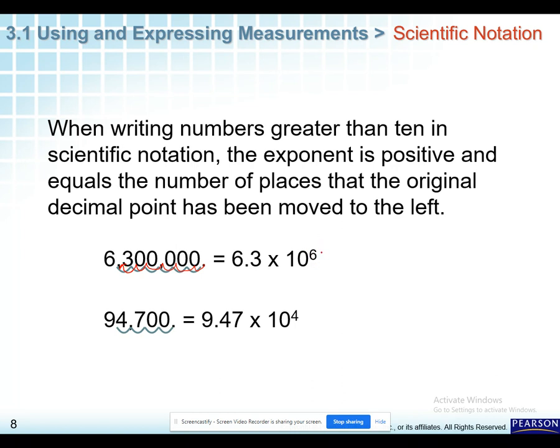Last thing to check is that this is a positive 6 because this number was greater than 10.